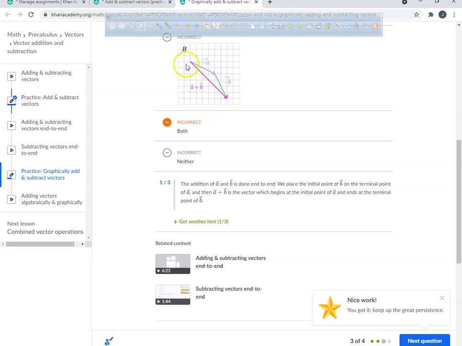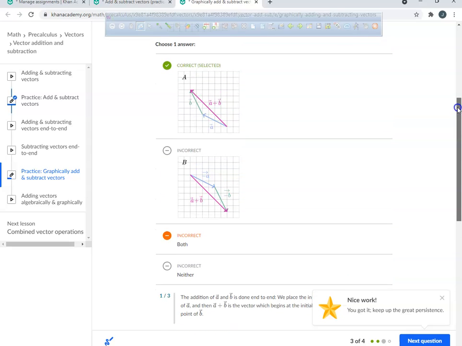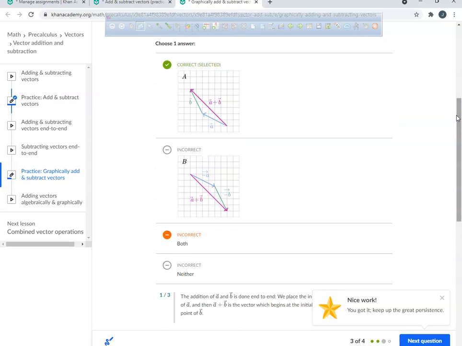Well, I think these would still be... It's going in a different direction though. It is going in a different direction. Okay, it's going at the same magnitude, different direction, so they're not equal. That's okay. I got it.